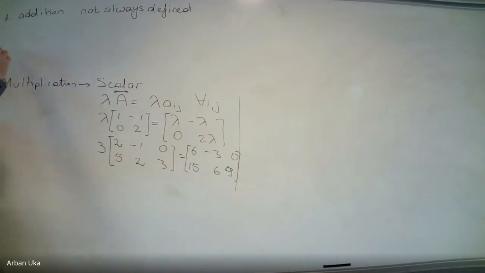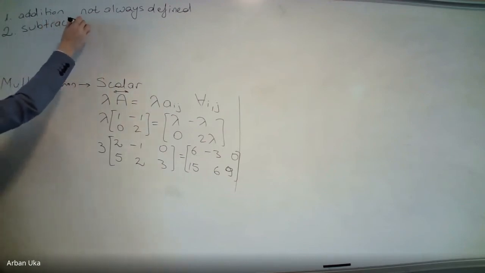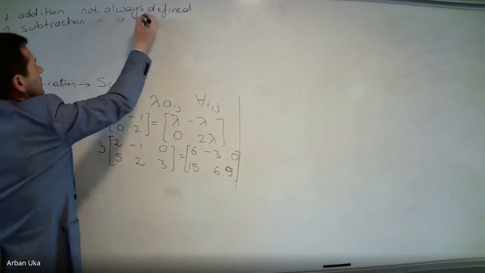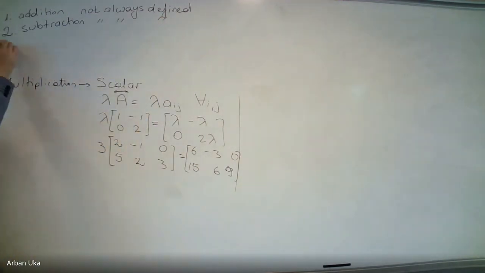Similarly, of course, we can subtract two matrices, and everything is good, but this is also not always defined, if the dimensions do not match. The third one is multiplication by a scalar, and of course we can repeat this.